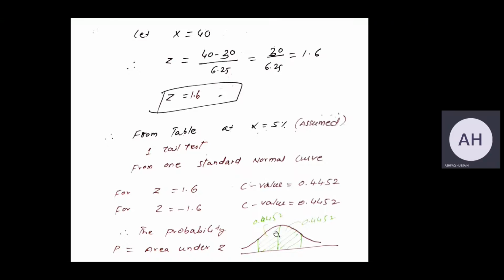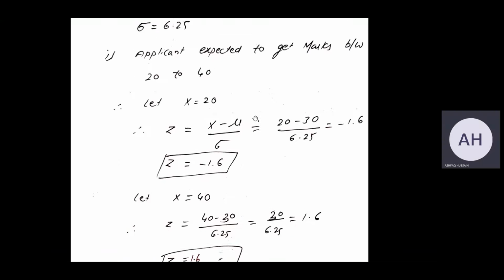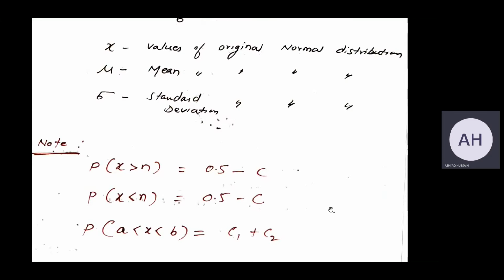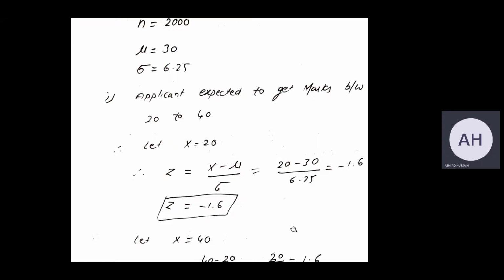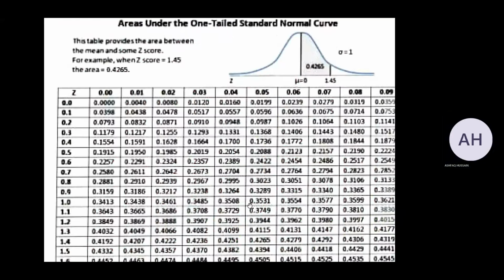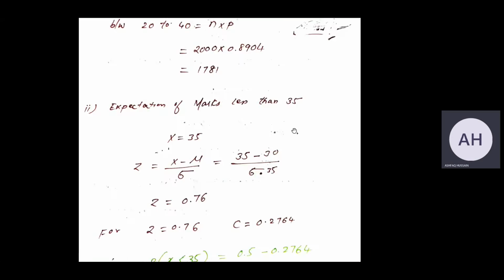So the total probability will be taken by calculating the area. The area of this one is C1 plus C2. That's why in the equation I've written here, C1 plus C2 is used for in between. Okay, so we'll go back. This is the C1 value, this is the C2 value. This is the way you need to calculate the C values. Now P is the probability of a student scoring 20 to 40 marks, which will be given by the area of Z. I hope this is clear to you. Next, I'll go to the next page.